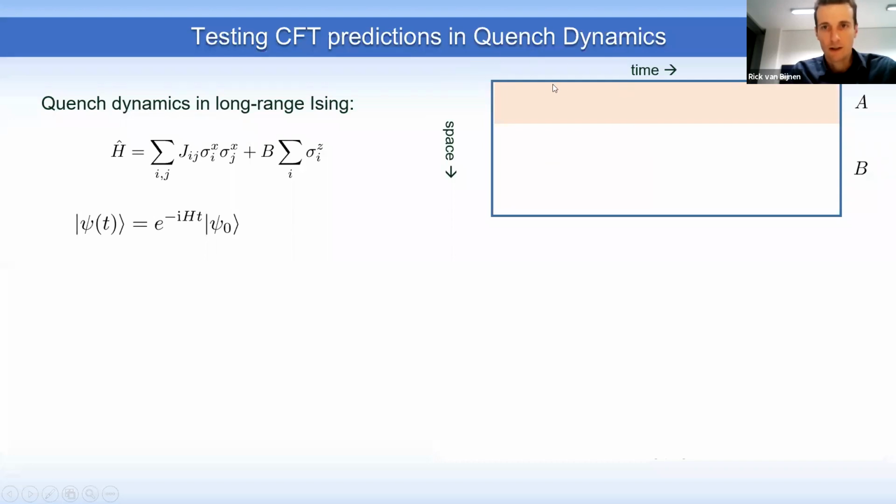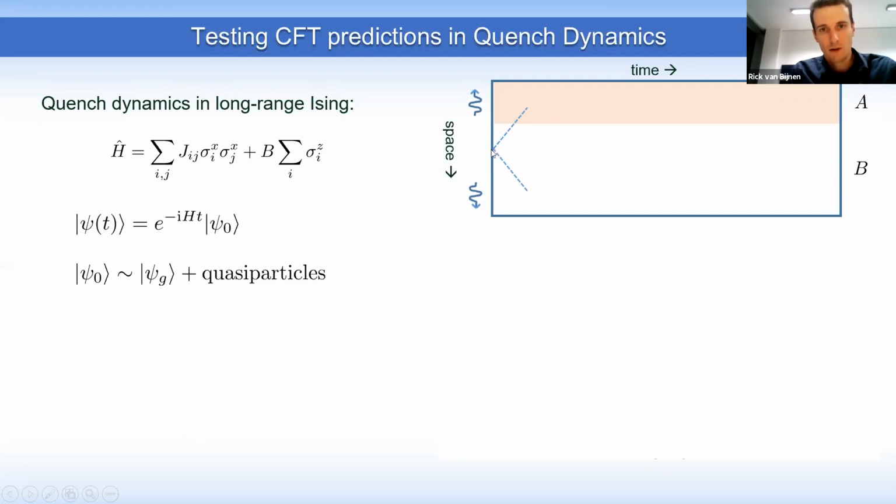So here we have our system. I put space in the vertical direction and time in the horizontal. I partition it into a subsystem A and B. At time t equals 0, with this quench, I can view this initial state, psi 0, as the ground state of the Hamiltonian plus a bunch of quasi-particles. It was not an eigenstate, but I can write it in terms of the eigenstate plus extra stuff, quasi-particles. What will happen is that as time moves on, these quasi-particles will start to propagate in the system.